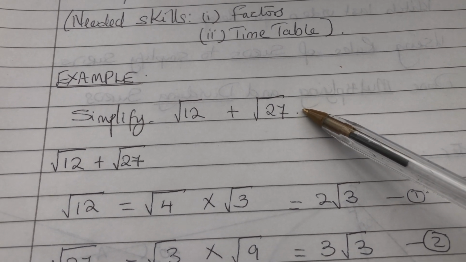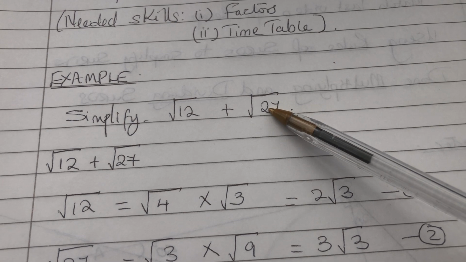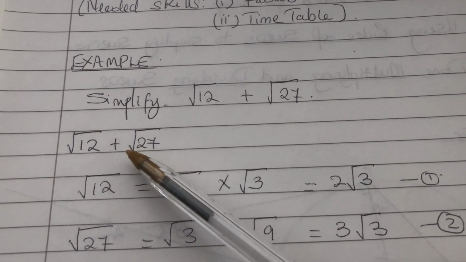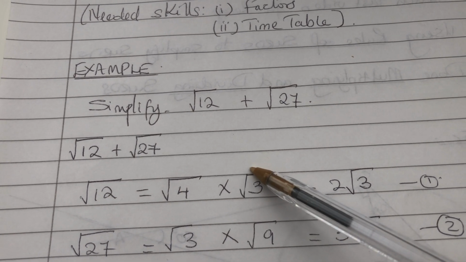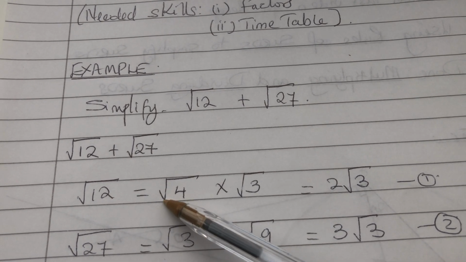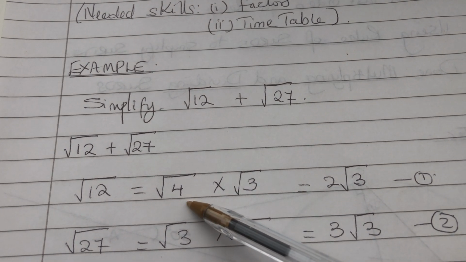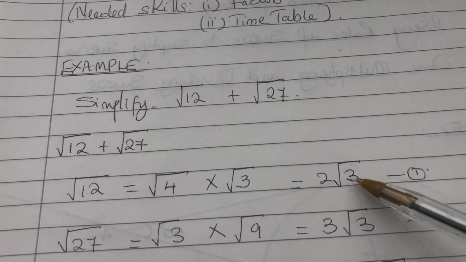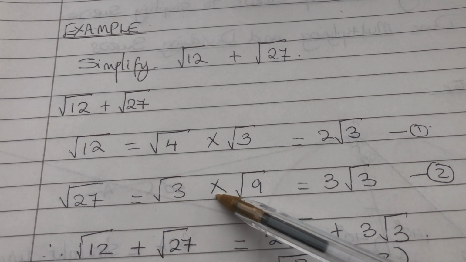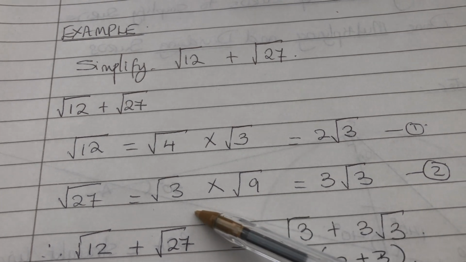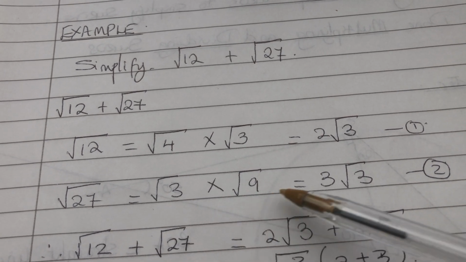The square root of 27, sorry. Square root of 12 plus the square root of 27. Now square root of 12, you can write 12 as 4 times 3. So square root of 12 can be written as the square root of 4 times the square root of 3. Square root of 4 is 2, so you have 2 root 3. Square root of 27, you can write it as 9 times 3. Here root of 9 is 3, so you have 3 root 3.